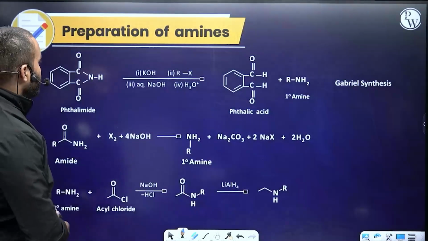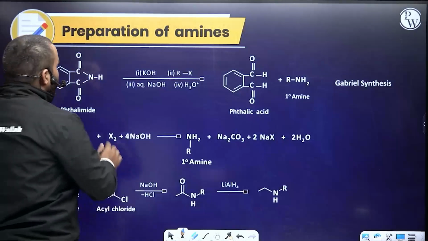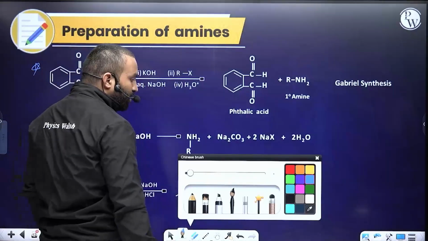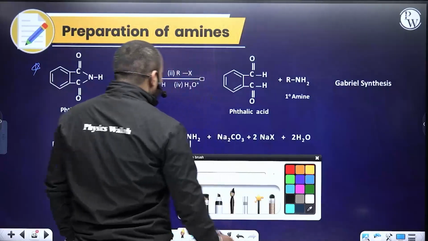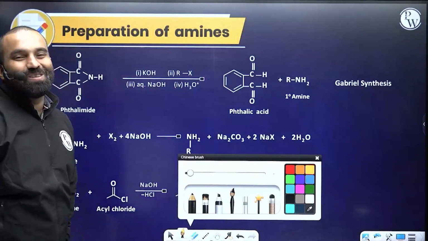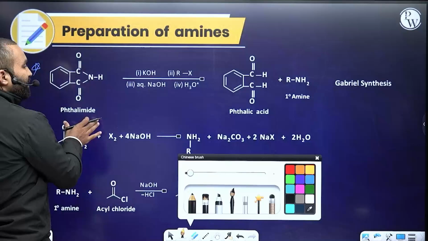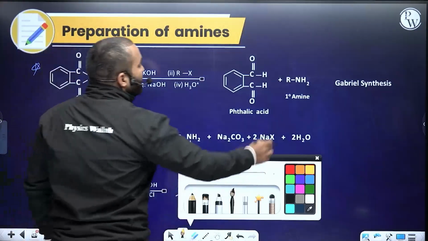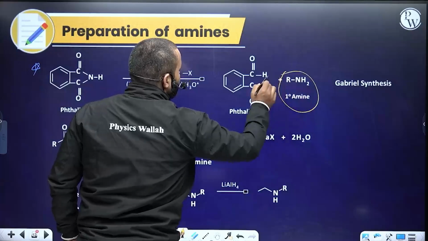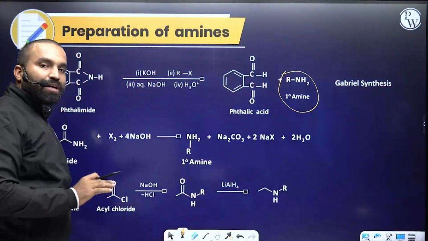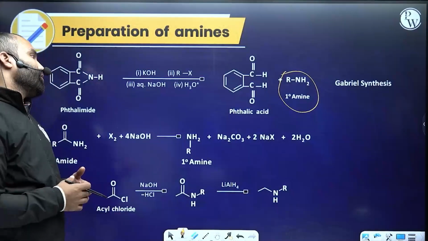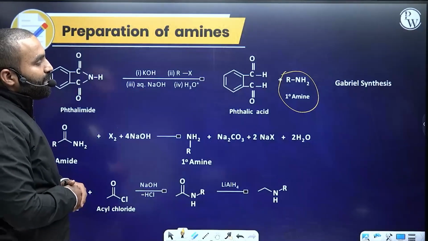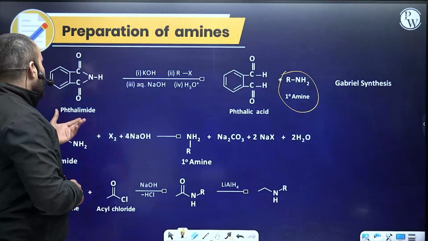Okay, let's discuss some more preparations of amines. This reaction is one of my favorite reactions, and it should be your favorite too. Why? Because this is a favorite of board examiners also. This is known as the Gabriel synthesis of primary amines, specifically primary amines. This method cannot be used to prepare secondary or tertiary amines. Excellent method, by the way, of preparing primary amines, starting from phthalimide.